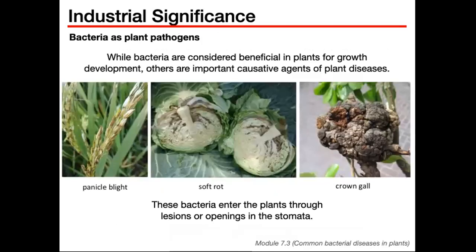When some bacteria are beneficial, others are pathogenic, no? So bacteria are considered beneficial in plants, but others are important causative agents in plant diseases. So panicle blight, say for example, rot, crown gall, all of these would enter the plants through lesions or openings in the stomata, and then it will localize there, and then it will proliferate in the plant, no?